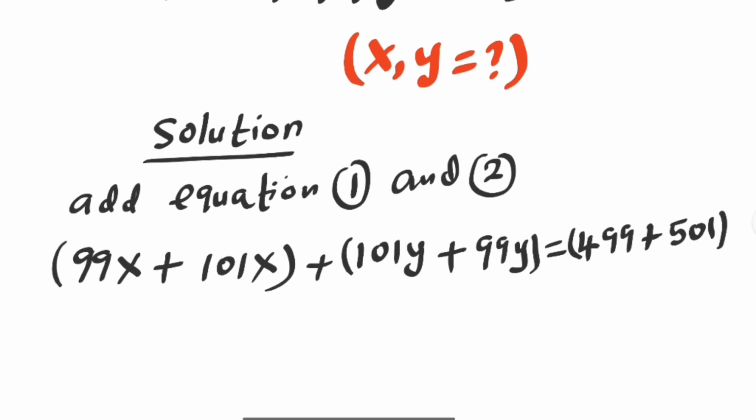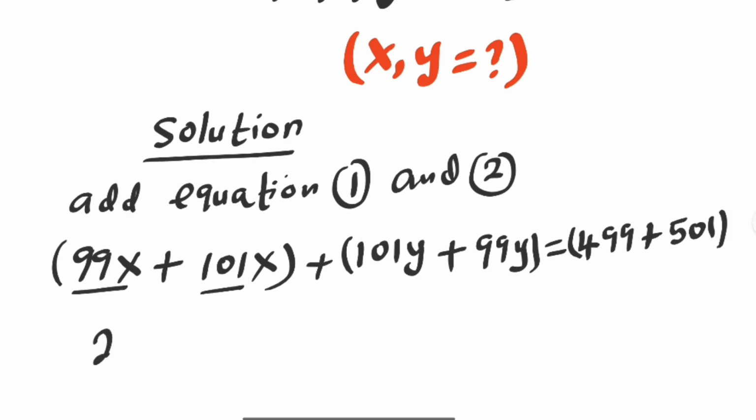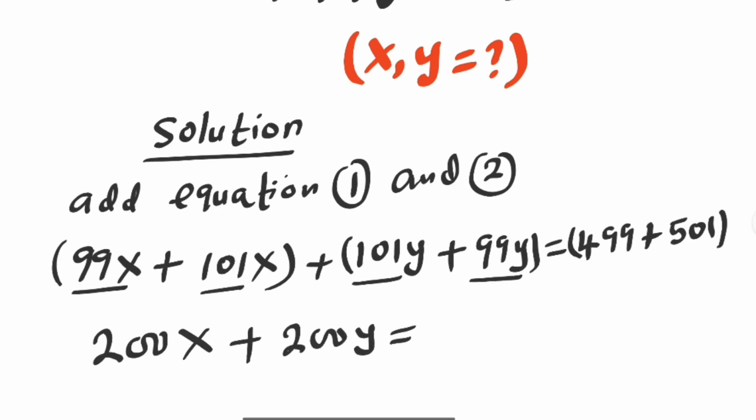Now this is 99x plus 101x, this is 200x. Then 101y plus 99y, this is 200y is equal to 499 plus 501. That is 1000.